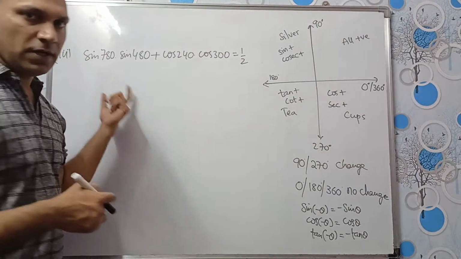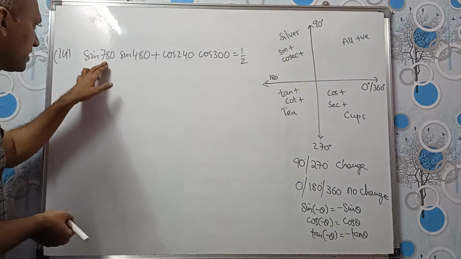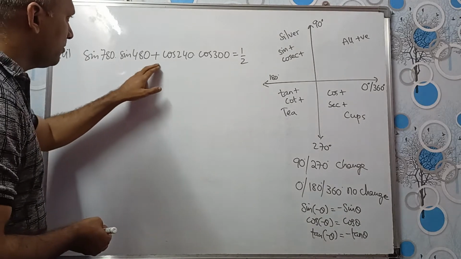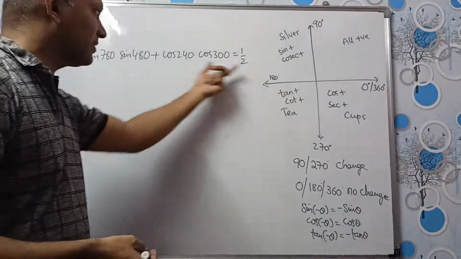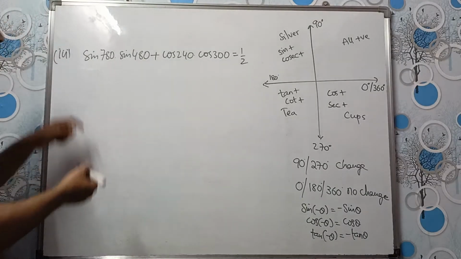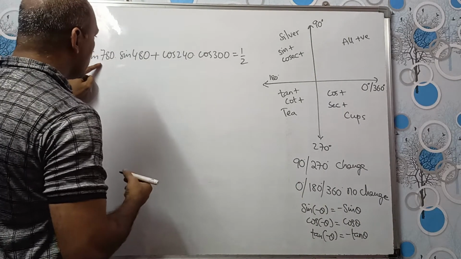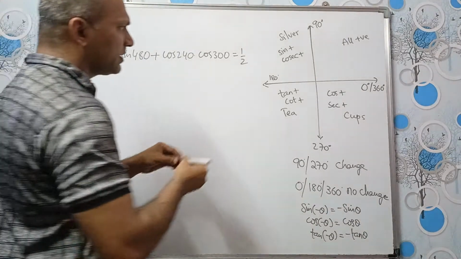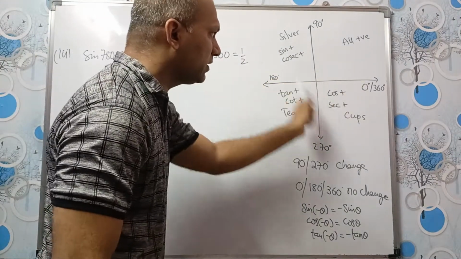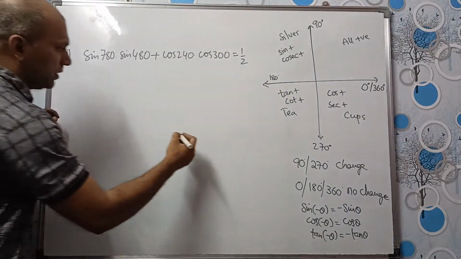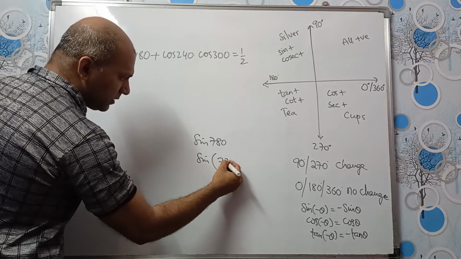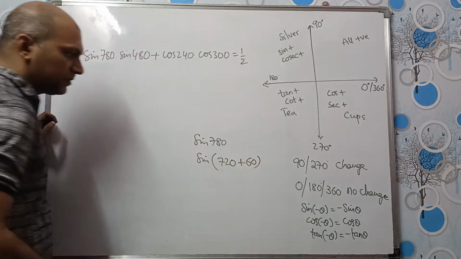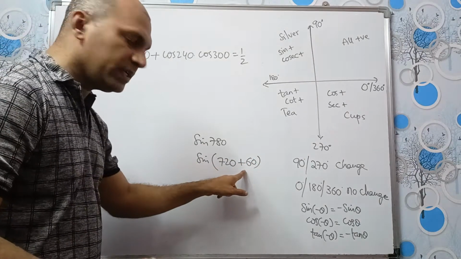Okay, we have an interesting question. See the trick how we are going to solve it. Sine 780 multiplied by sine 480 plus cos 240 multiplied by cos 300 is equal to 1 by 2. We should prove that this is equal to 1 by 2. Okay. So we have 780. Can we write this as a multiple of 360 so that we can cancel, because 0 and 360 will remain same, right? So sine 780 we can write as 270 plus 60, right? Sine 270 plus 60.